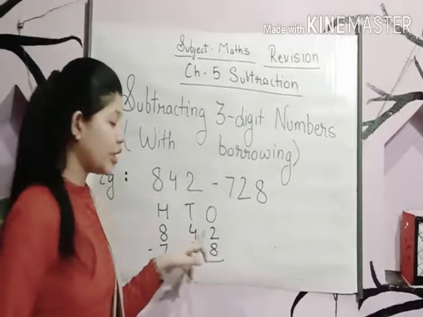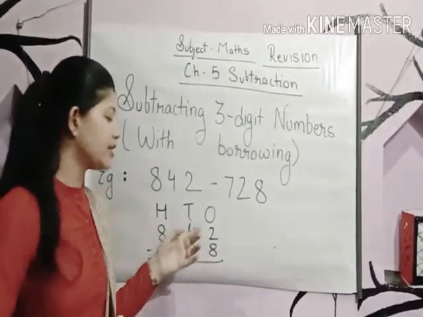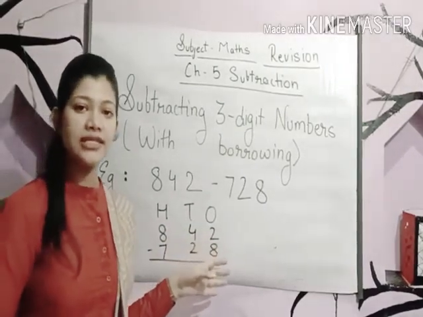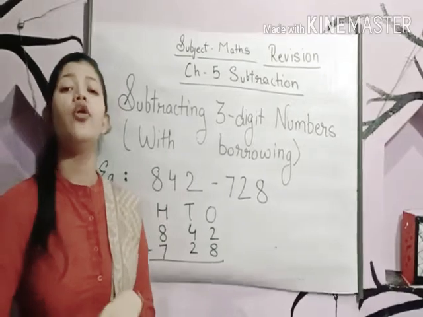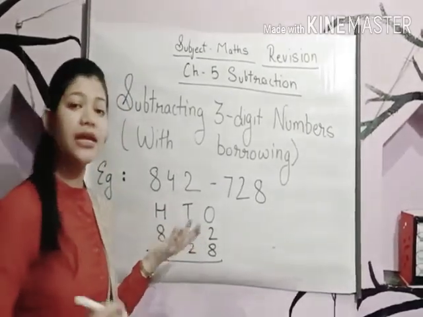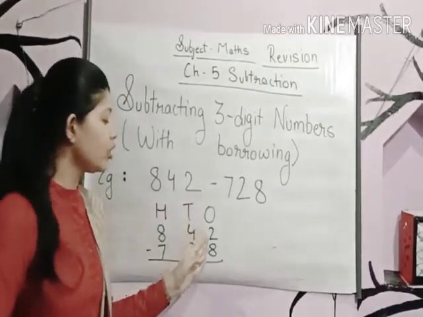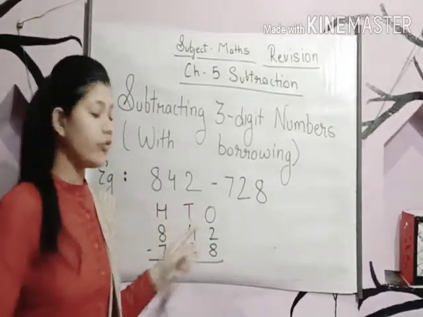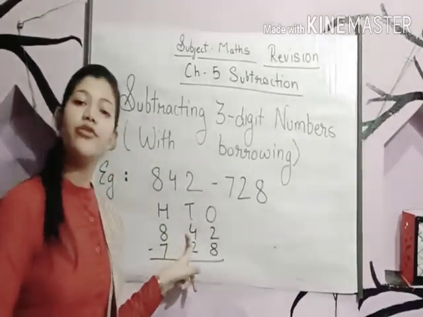Now see, 2 doesn't have this much capacity to subtract 8. Can 8 be subtracted from 2? Is it possible? No. Why? Because 2 is a smaller number and 8 is a bigger number. We cannot subtract. So what will we do? We will take a borrow from the next column, that is tens, from the digit 4.